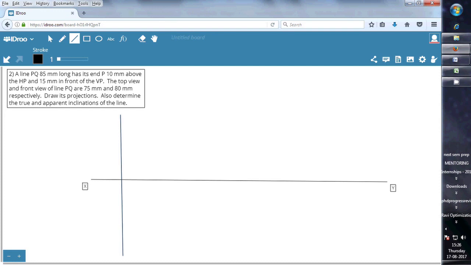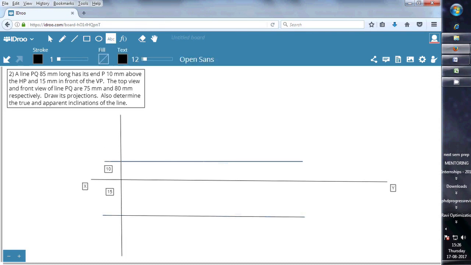and then please draw a vertical projector line towards the left part of the XY line to locate the points P dash and P in front and top views respectively. The distance above XY or above HP is 10 mm, and in front of VP or below XY is 15. We can locate the points P dash and P and draw horizontal projectors passing through these points P dash and P parallel to XY.